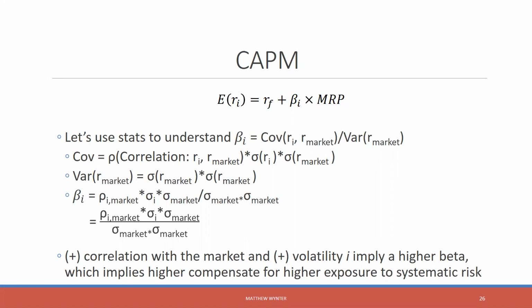In our denominator of beta, we've got our variance, and we know variance is our standard deviation squared. So when we put it all together, what do we learn? We can identify that if an asset has a higher correlation with the market, or if the asset is more volatile, all things held equal, we would expect the asset to have a higher beta, which implies higher compensation for higher exposure to systematic risk. So increase the correlation or increase the volatility, we have a higher beta, higher discount rate, because as an investor, you're putting a lot of risk in my hands.